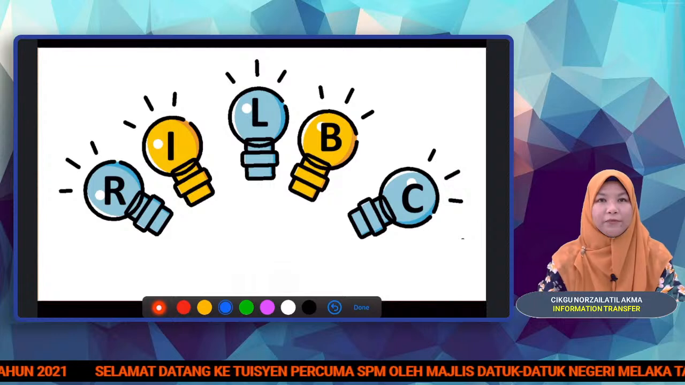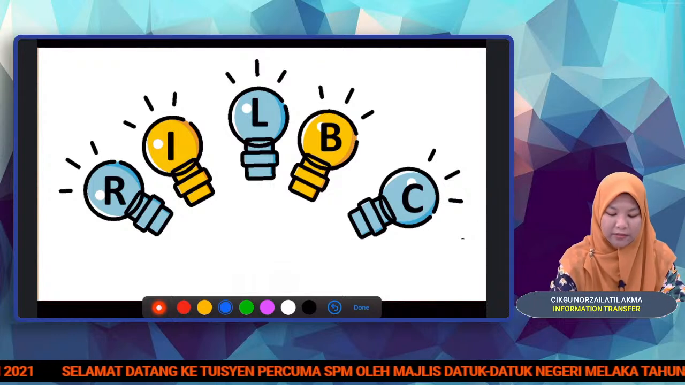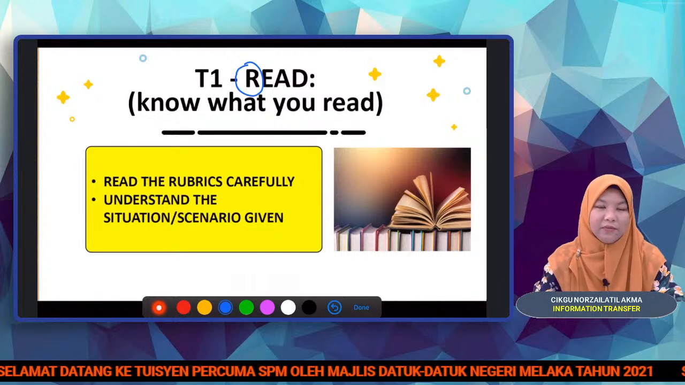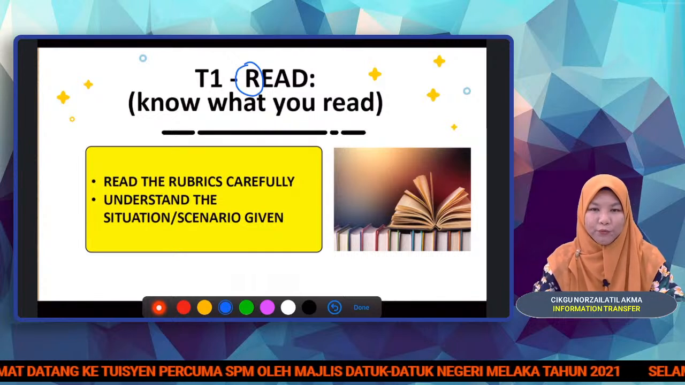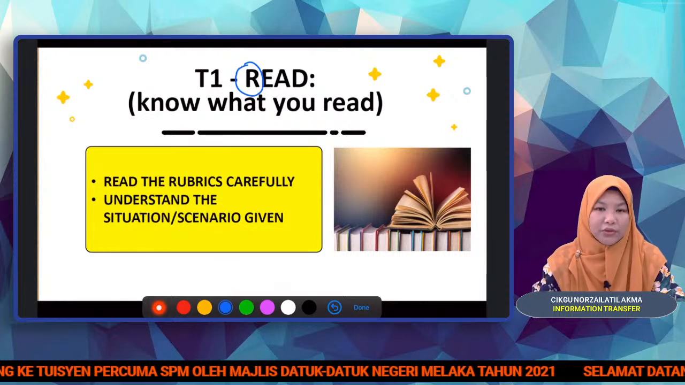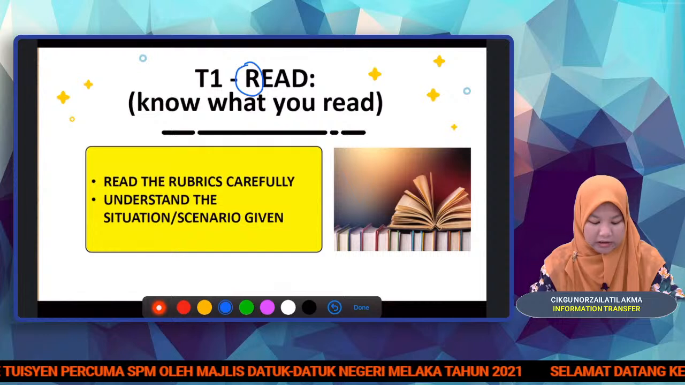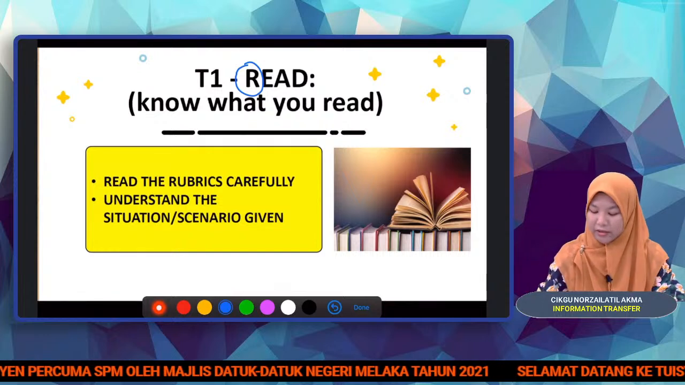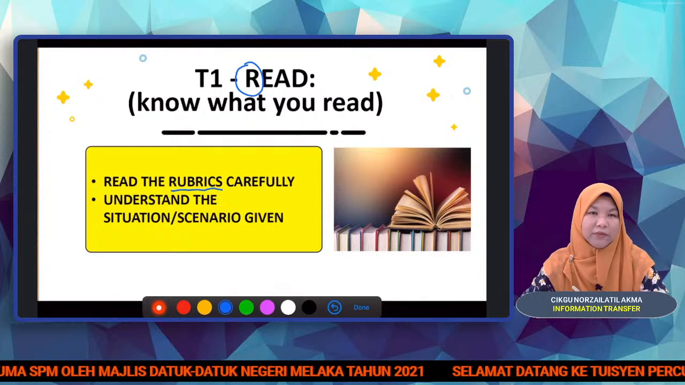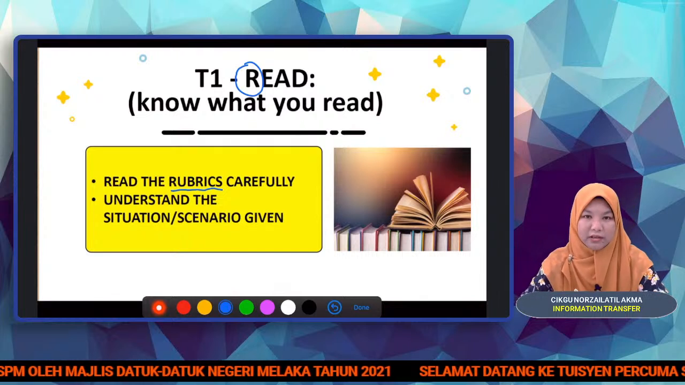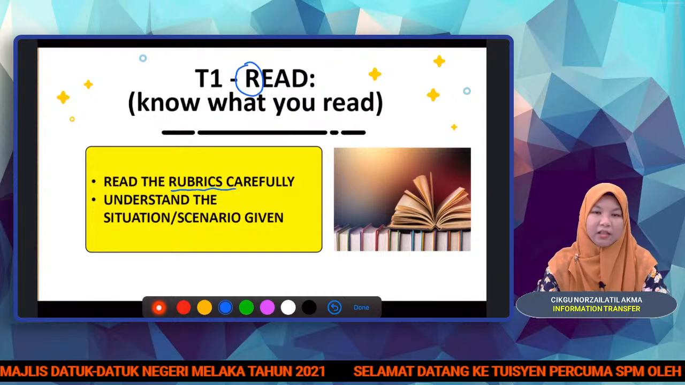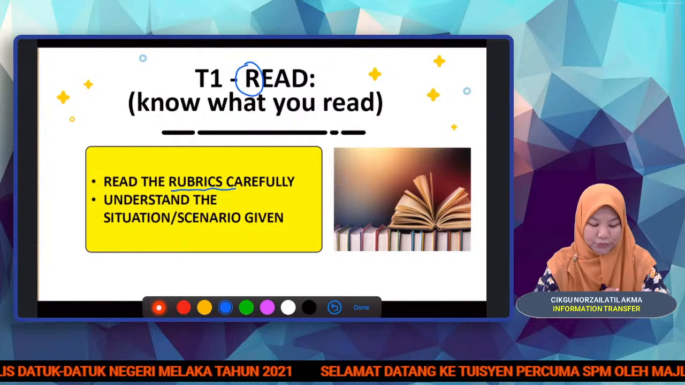The first R refers to read. The first step, the first technique, the first tip in answering this type of question is you need to read and you need to know what you are reading. So here it means that you need to read the rubric. First of all, you need to read the rubric. This is the basic step. In whatever question it is, the rubric is a must for you to read.